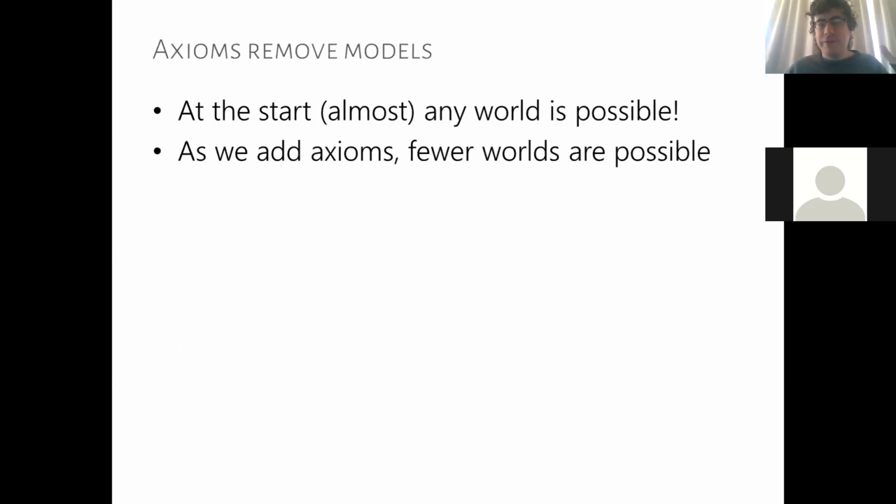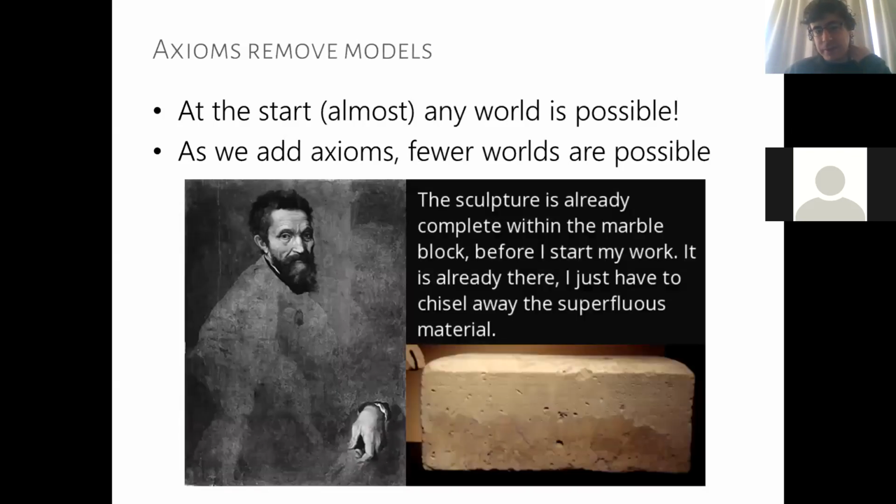So at the start, before we define anything, any model is possible. And as we add the axioms, as we add more definitions, fewer worlds are possible. So we're shrinking the possibilities. It's similar to this quote by Michelangelo, this idea that you take a block of stone. At the start, anything is possible, and then you start with your axioms, you start removing the things that are not true. This is how it looks from the model-theoretic way of defining the meaning of data.